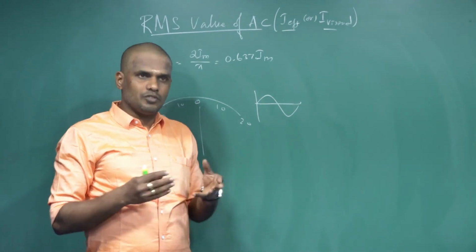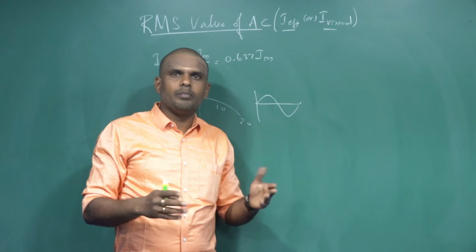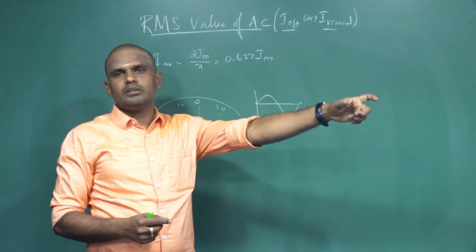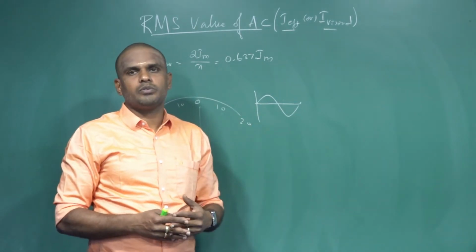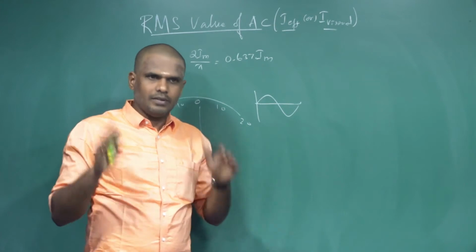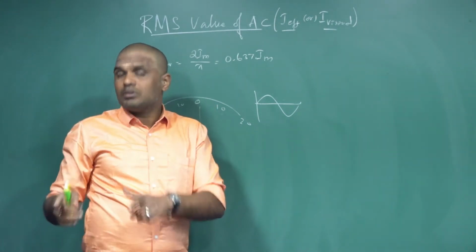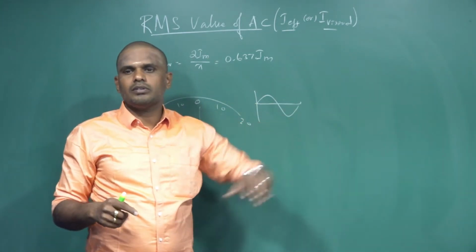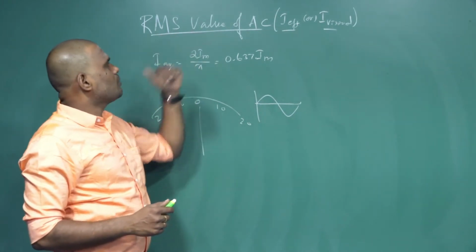So on the basis of Joule's law of heating only, we will be calculating the RMS value of alternating current. If DC is producing this much amount of heat, then the same amount of heat will be produced by an alternating current. When it happens, then we can say the RMS value of this alternating current is equivalent to the DC value of the current flowing through the circuit. That's the meaning. Right. We shall go on with the RMS value of AC.